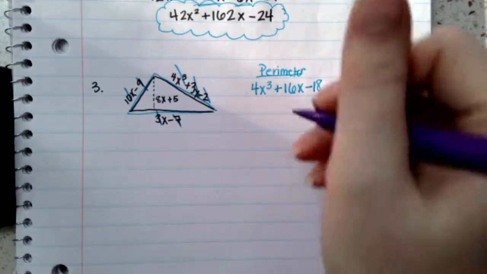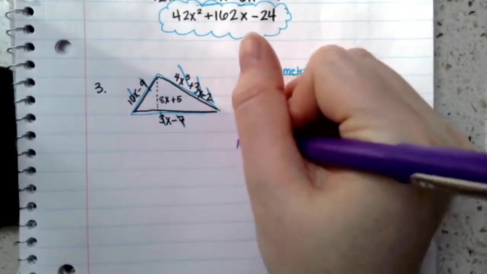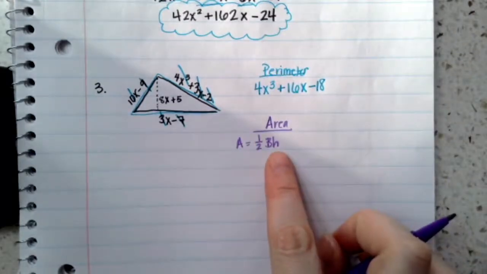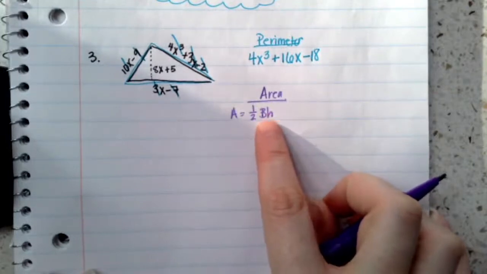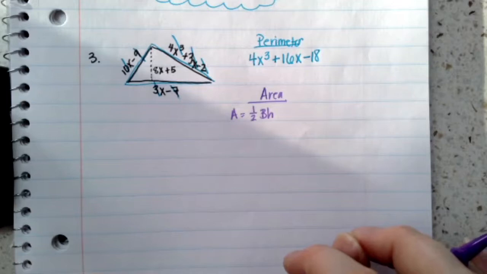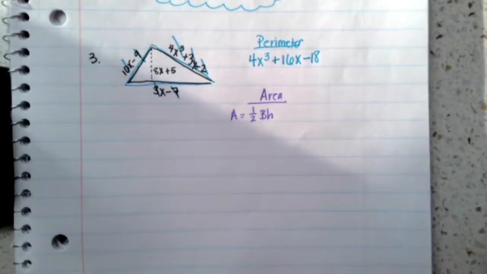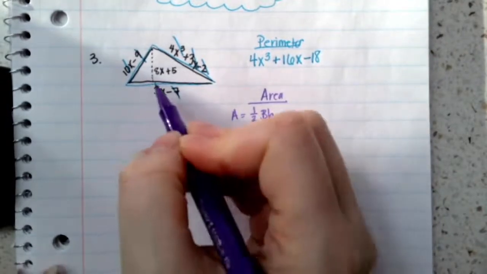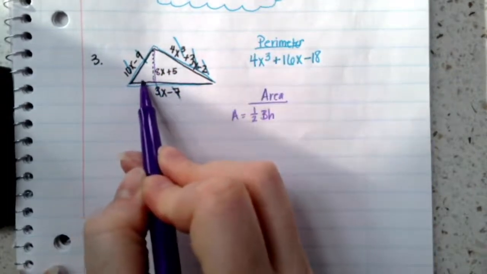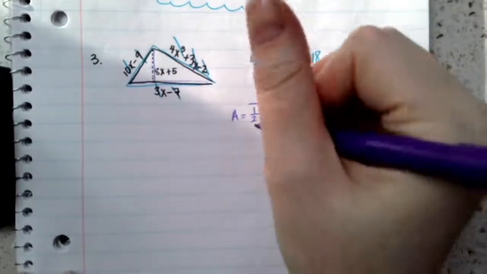Now for area, we want to use the area formula for a triangle, which is 1/2 of the base times the height. Or sometimes people write it as base height, so BH over 2. That's fine as well. And so we are going to identify our base and our height. So this is our height, and this is our base. So those are the only two that I'm going to use.